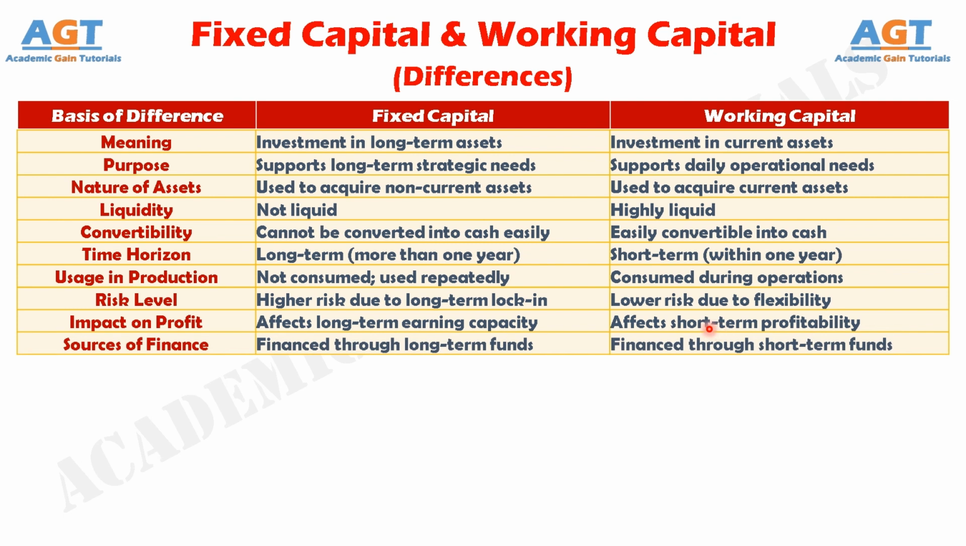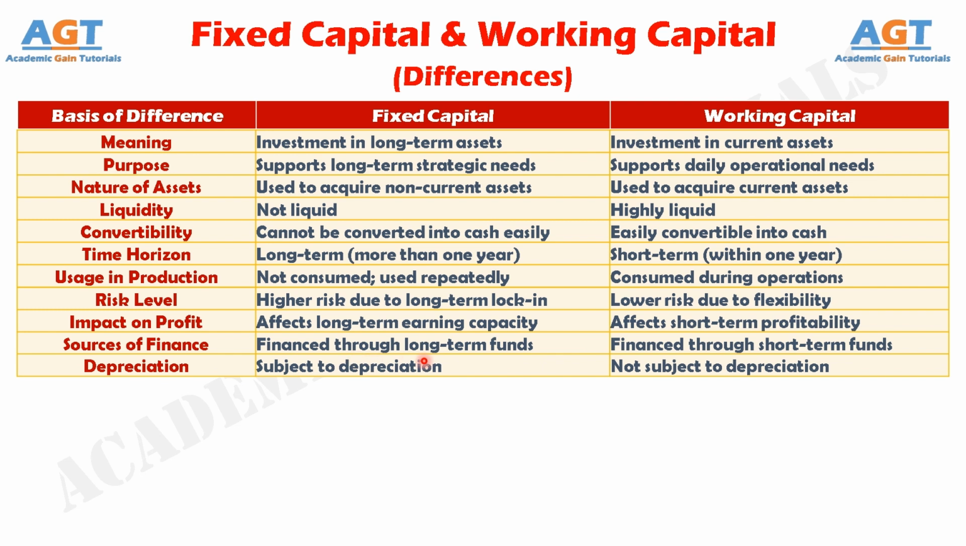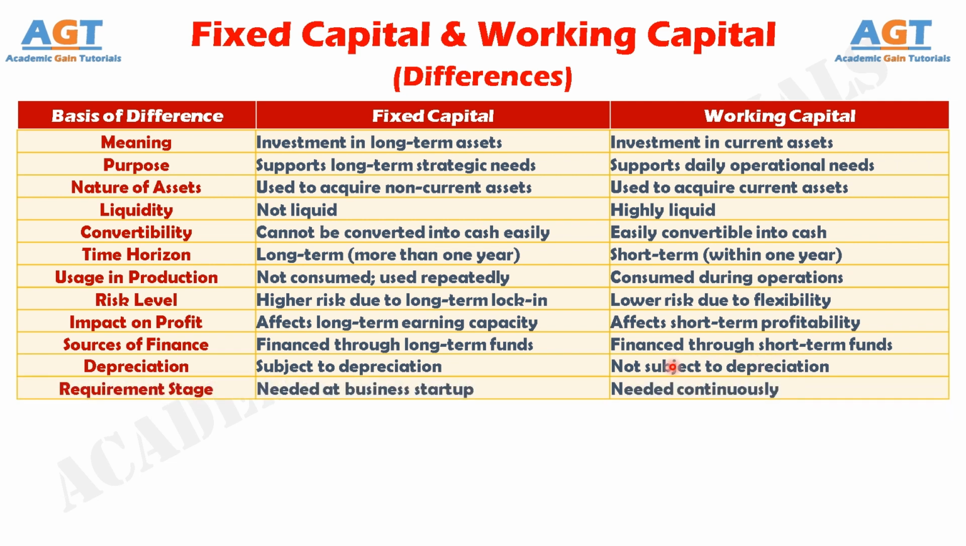Number 10. Fixed capital is usually financed through long-term funds, whereas working capital is financed through short-term funds. Number 11. Fixed capital assets depreciate over time, whereas working capital items do not depreciate. And difference number 12. Fixed capital is required mainly at the startup stage, whereas working capital is required continuously in daily operations. So, these are the differences between fixed capital and working capital.